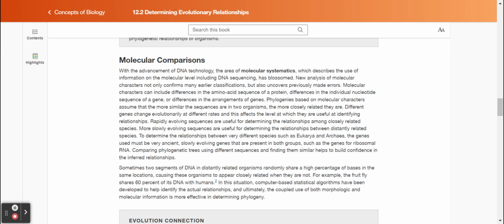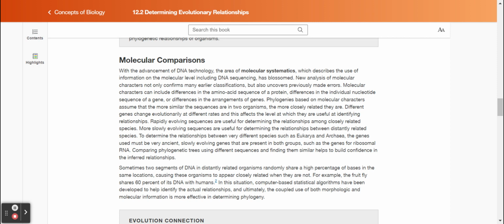To determine the relationships between very different species, such as Eukarya and Archaea, the genes used must be very ancient, slowly evolving genes that are present in both groups, such as the genes for ribosomal RNA. Comparing phylogenetic trees using different sequences and finding them similar helps to build confidence in the inferred relationships.